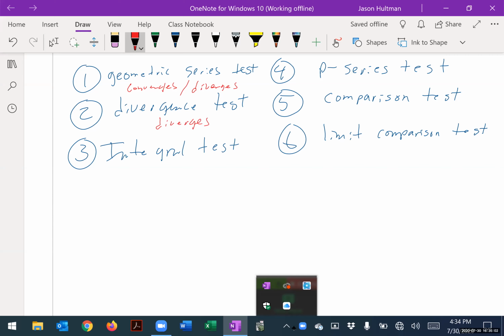What about the integral test? Does that tell me if it converges or diverges? It tells me both. If the integral converges, then the series converges. If the integral diverges, then the series diverges. What about the p-series test? The p-series test will tell me if something converges, right, for p greater than 1.